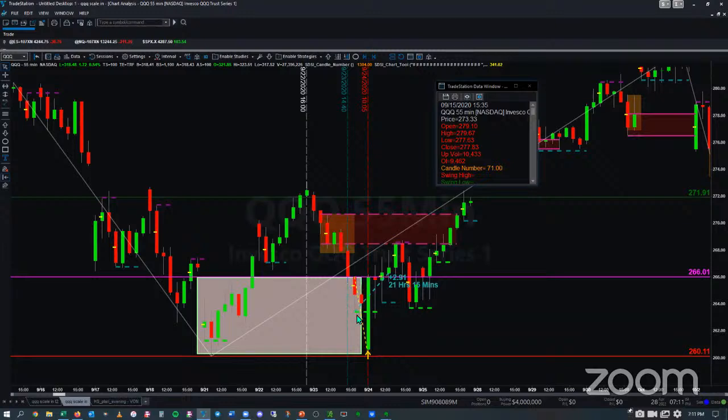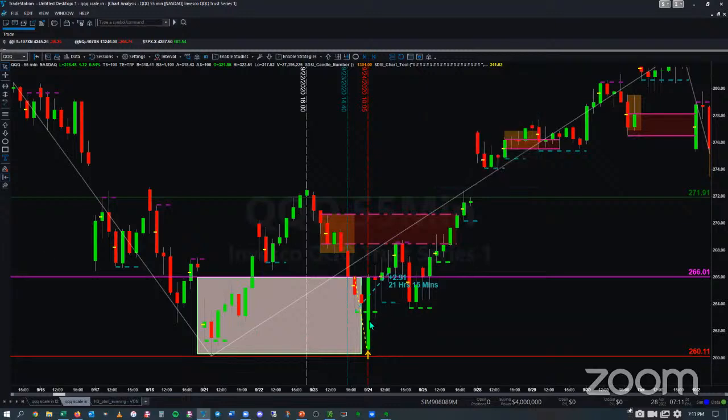So price came in, and you can see here that we printed a green candle. So we would have gotten in the trade here at the open of the next candle. And if you put your stop below the green candle, the bottom of the green candle, you can see that you would have been fine and you would have never been stopped out. Let me move this out of our way here.